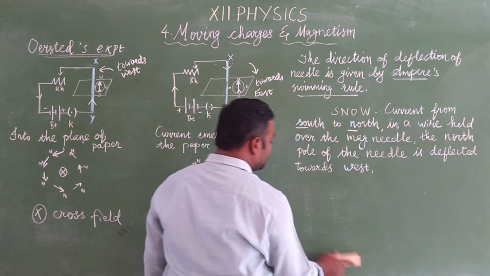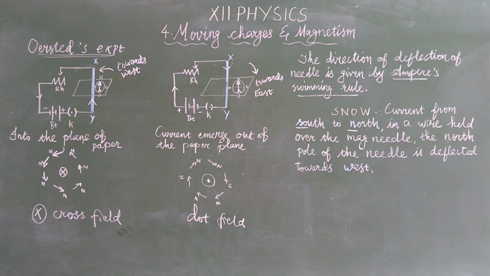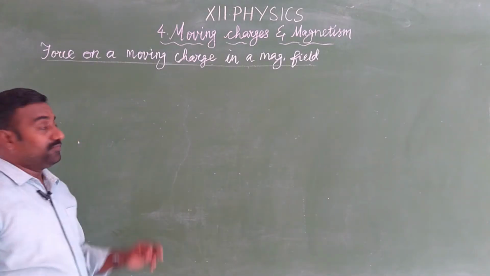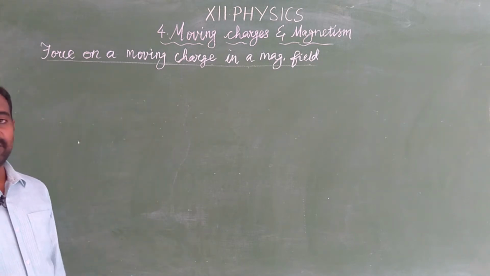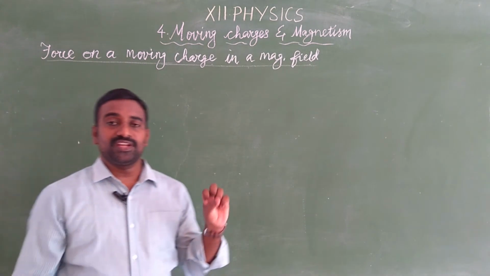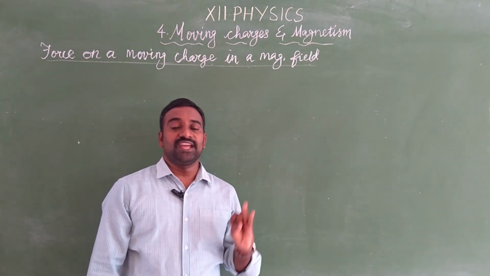Next we are going to discuss the magnetic field. Now we are going to discuss the force on a moving charge in a magnetic field, which means we know the charged particle. There are two charged particles. One is a proton, which is a positive charge. The second one is an electron, which is a negative charge.